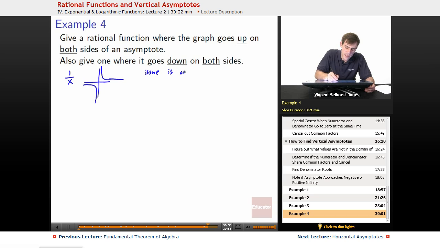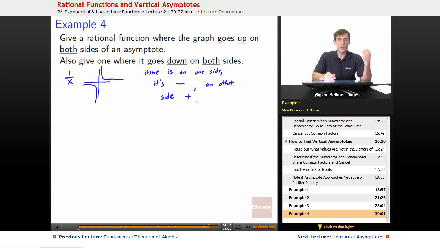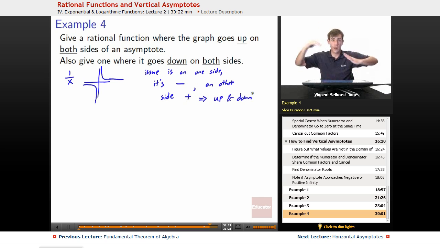is on one side, it's negative, right? On the left side, we were dividing by negative numbers, so we've got negative. On the other side, it's positive. So that's why we go up and down. That's what causes the up and down effect. Well, down and up if we go negative to positive. But that's why we're seeing this split where we're going in two opposite ways.